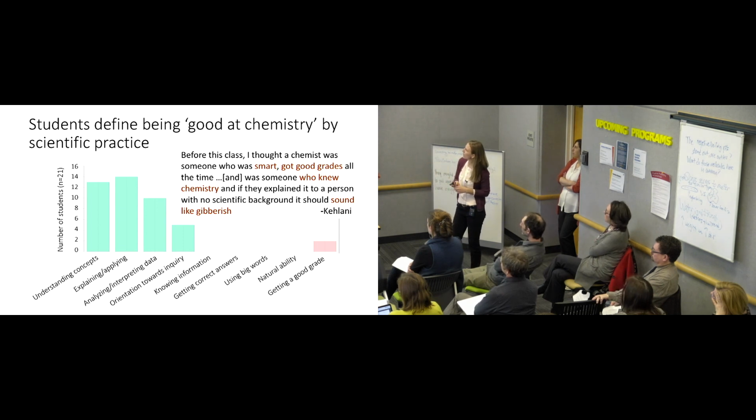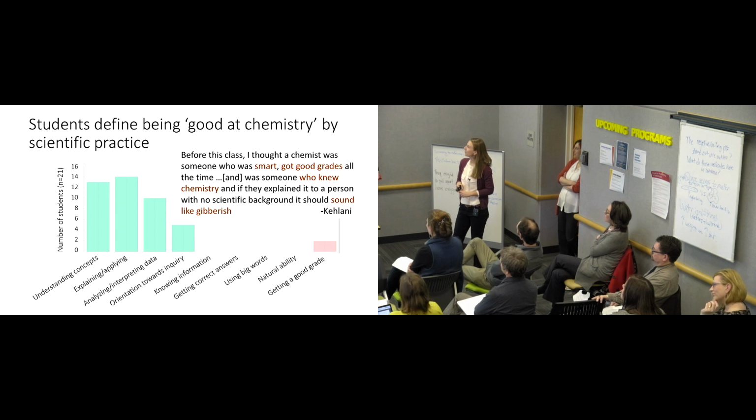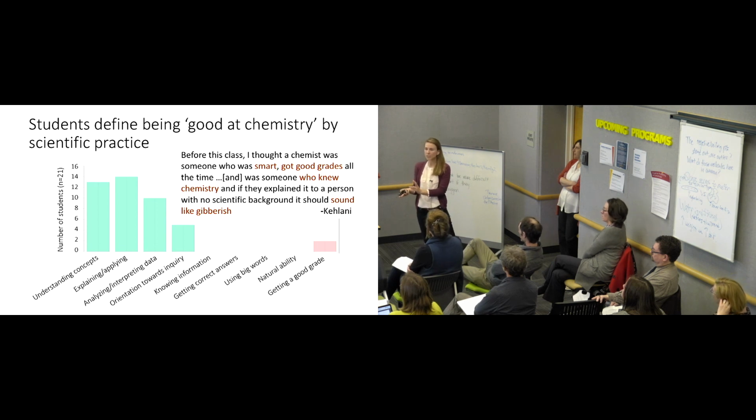So this student, Kalani, says, well, before this class, I thought a chemist was someone who was smart, got good grades, someone who knew chemistry, and if they explained it to a person with no scientific background, it should just sound like gibberish. Which, yeah, a lot. So the fact that without prompting, students are telling us what it no longer is to be good, tells us that they're aware of the narratives and they have to contend with them.